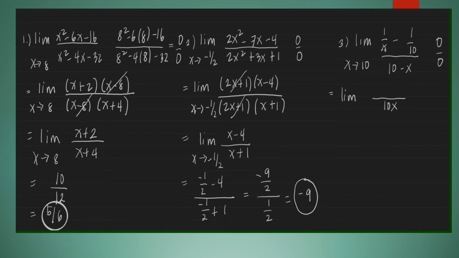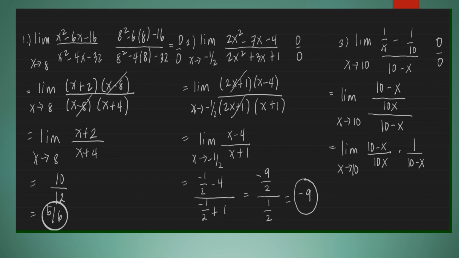So if we combine 1 over x minus 1 over 10, we will be getting 10 minus x over 10x all over 10 minus x as x approaches 10. Next, we simplify by multiplying 10 minus x over 10x by the reciprocal of its denominator, which is now 1 over 10 minus x as x approaches 10.